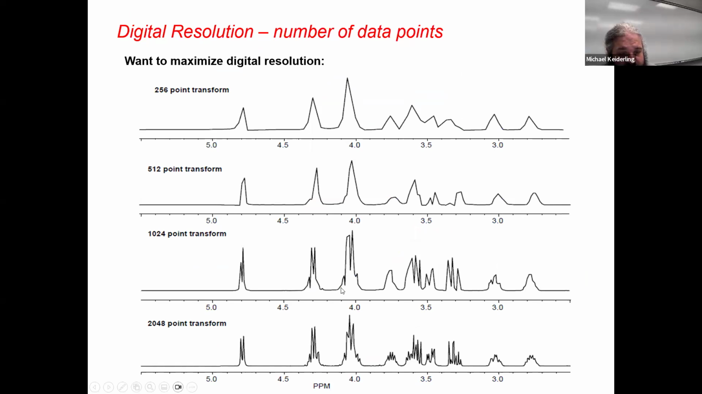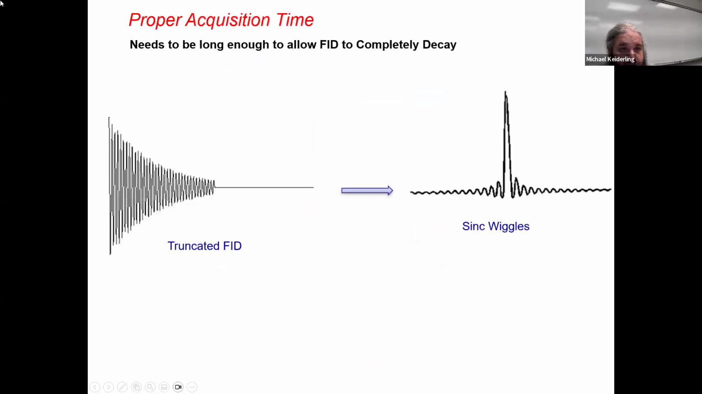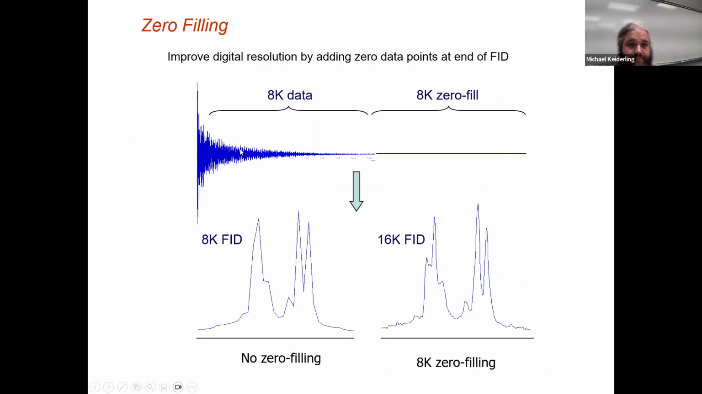So here you can see how the resolution gets better and better as we use more points. And your acquisition time needs to be long enough to allow the FID to completely decay. If it's truncated, you get wiggles. And amusingly, there's something called zero filling, where you improve your resolution by adding a whole bunch of zeros at the end of your data.